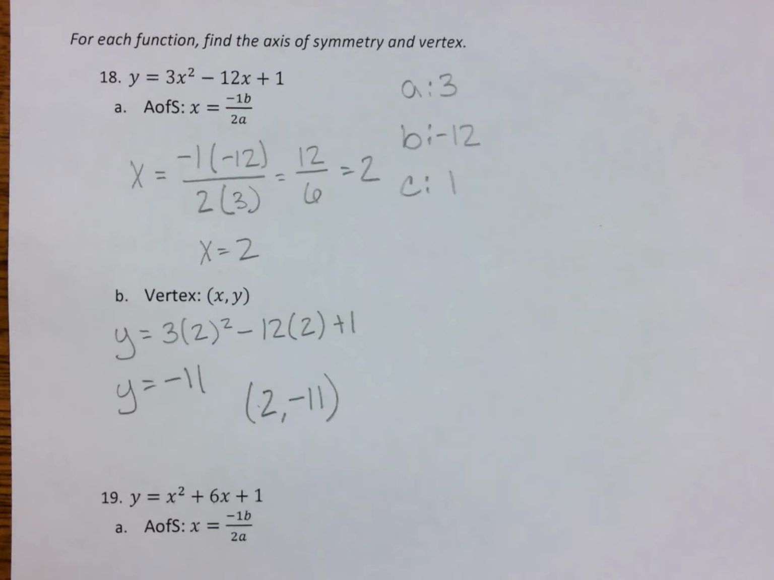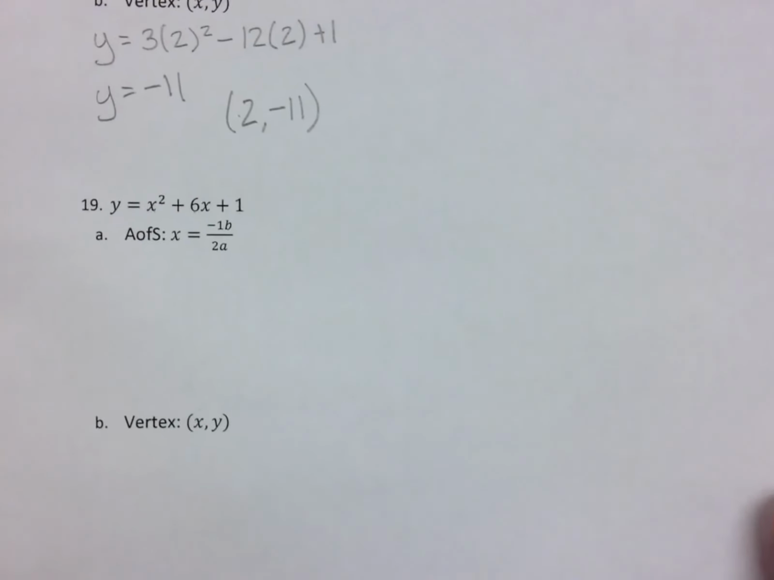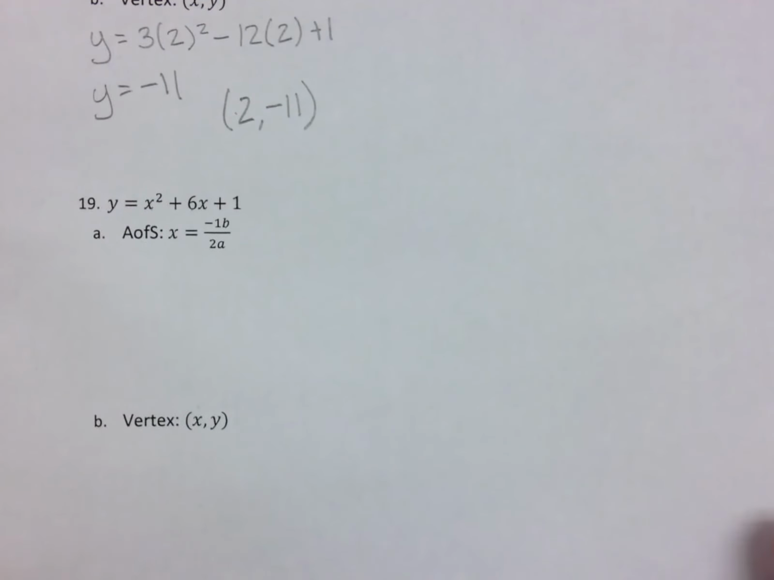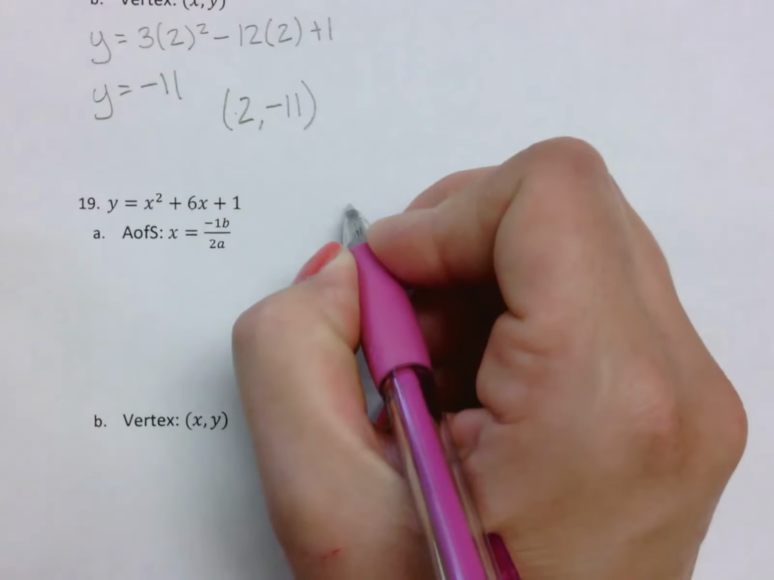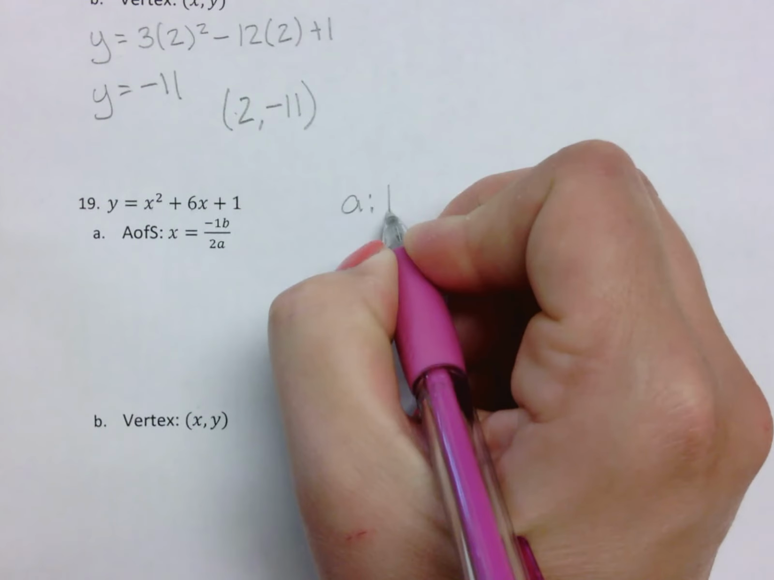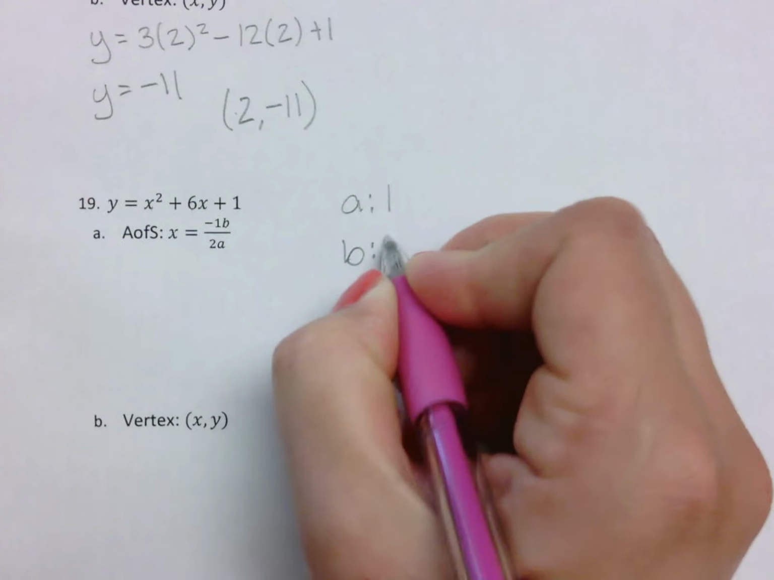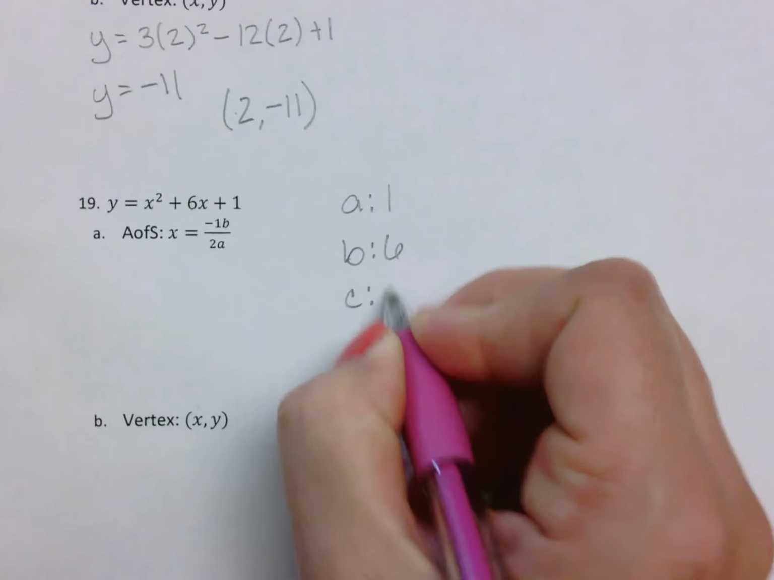Question 19 is set up the same way. You need to identify your A, your B, and your C, and then plug them in to the correct places in the axis of symmetry formula. So A is positive 1, B is positive 6, and C is also positive 1.